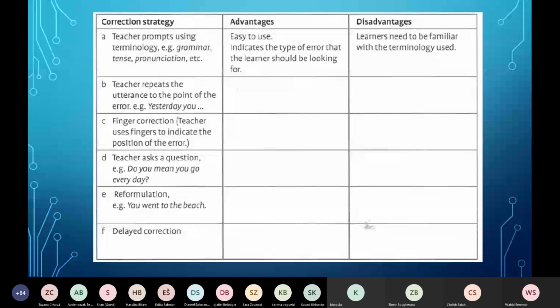Sorry, Khawla, we can't hear you anymore. Maybe we will be hearing from Jamal before going to Salah. Yes, Jamal, if you can hear me. So you can go ahead, Salah. Thank you so much. Okay.